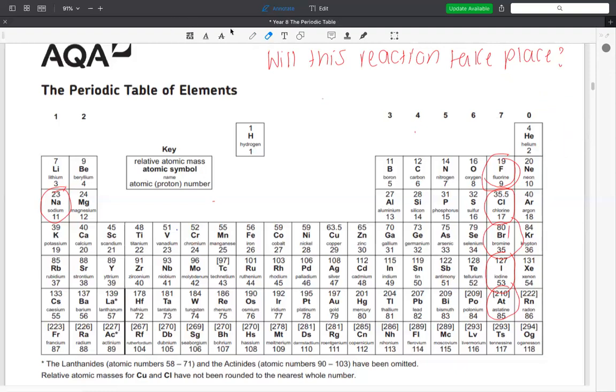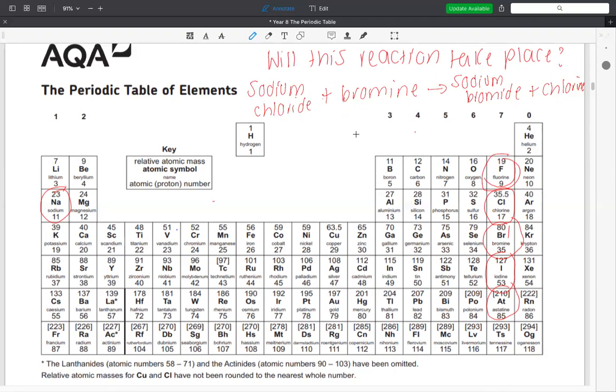They could give an example of sodium chloride mixing with bromine going to sodium bromide plus chlorine. Will this reaction happen? So what I want you to do is take these steps, look at which one's the most reactive, because remember, sodium wants to be with the one that's most reactive or most popular. So which one's the most reactive? Is it chlorine or bromine?